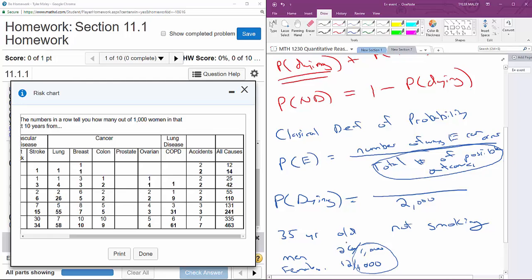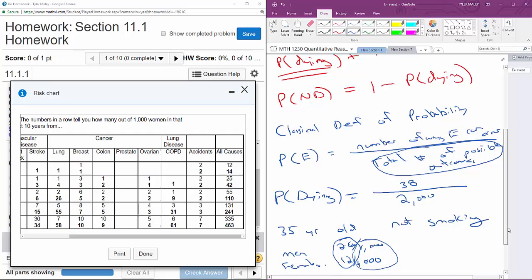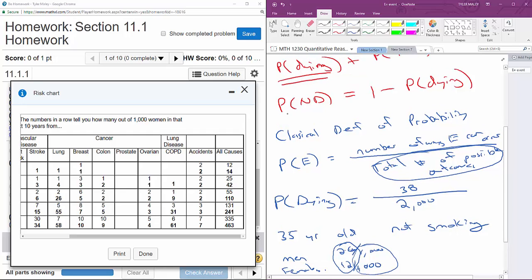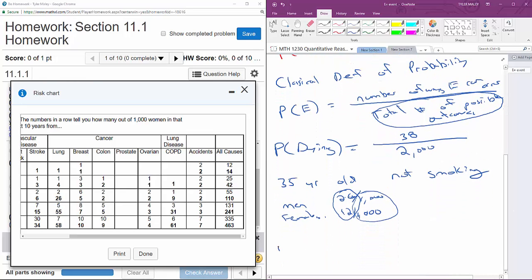And the risk of one of them dying in the next 10 years would be the sum of these. So 38 out of 2,000. So if we can carry this on, the probability of not dying is 1 minus this. So just plugging this in now, it is 1 minus 38 out of 2,000.